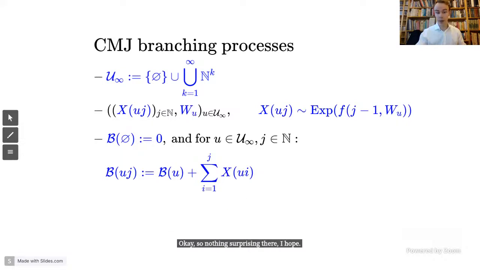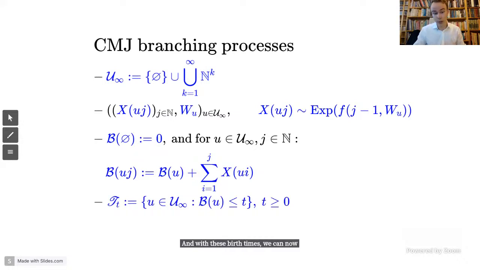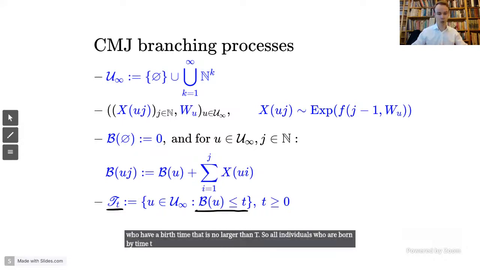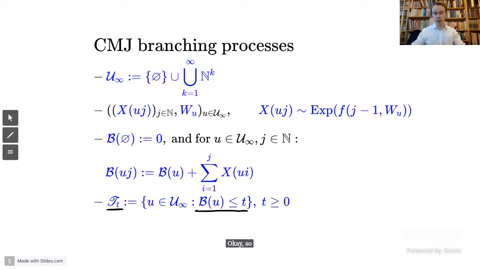And with these birth times, we can now construct a tree process. So this calligraphic T, or math script T, not sure what it's called in LaTeX, is the branching process at time T, and simply consists of all individuals U who have a birth time that is no larger than T. So all individuals who are born by time T. Okay, so that is essentially the branching process and how we will view it over time.